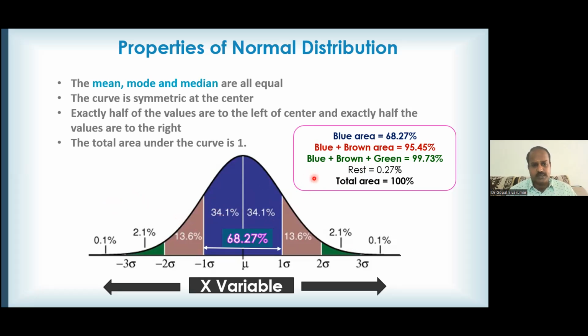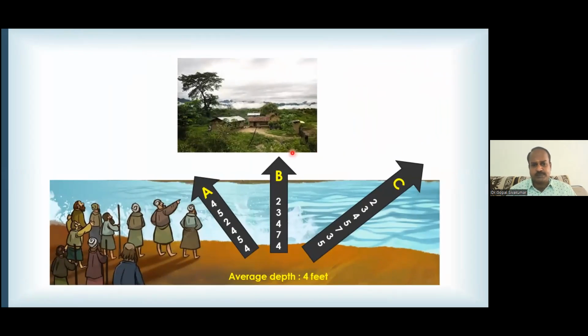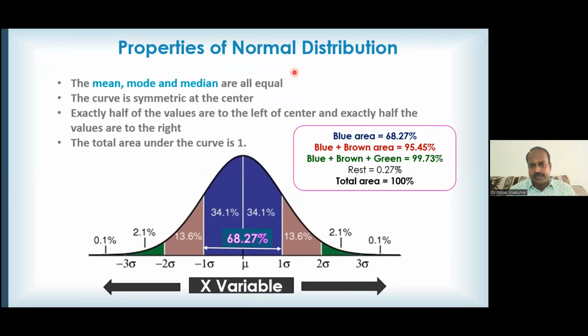Hope the properties are clear to all of you. So these are the properties of normal distribution. Are we good with this slide, or any questions?